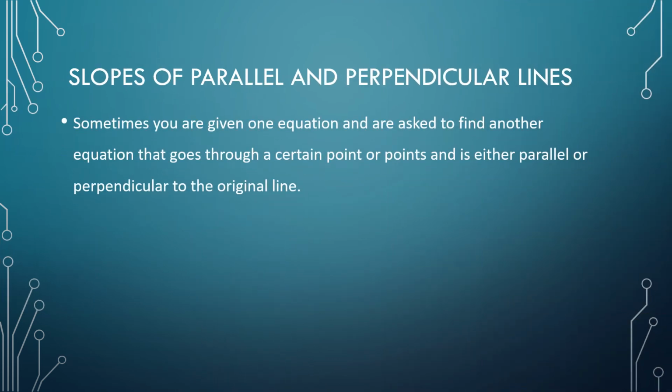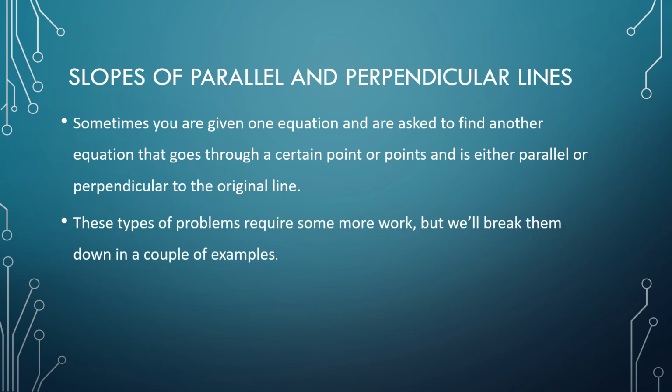Sometimes you are given one equation and are asked to find another equation that goes through a certain point or points and is either parallel or perpendicular to the original line. These types of problems require some more work, but we'll break them down in a couple of examples.